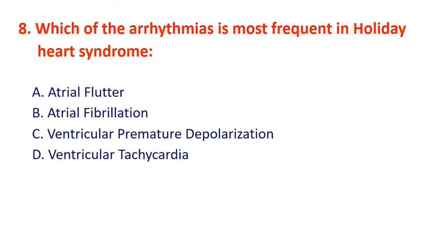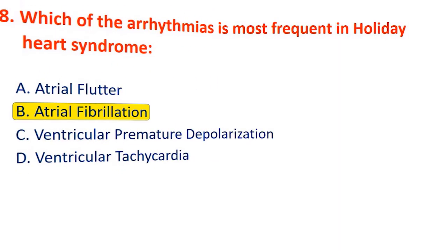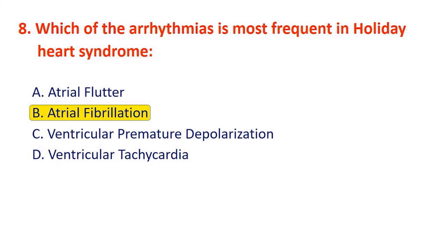Number 8. Which arrhythmia is most frequently found in holiday heart syndrome? Atrial fibrillation, atrial flutter, ventricular premature depolarization, ventricular tachycardia. And the correct answer is atrial fibrillation.